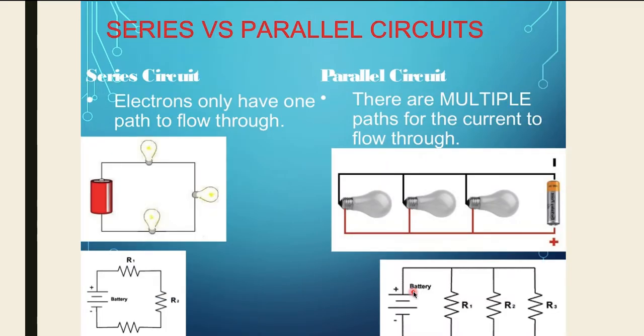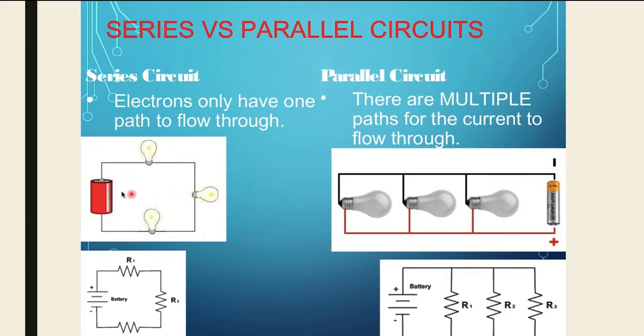Series versus parallel circuits. This is the series circuit diagram, and this is the parallel circuit. In a series circuit, electrons only have one path to flow through, which is nothing but the electrons will flow in one path only. In the parallel circuit, there are multiple paths for the current to flow through.